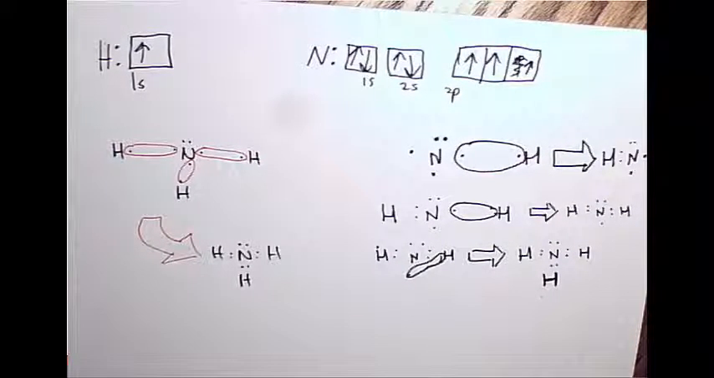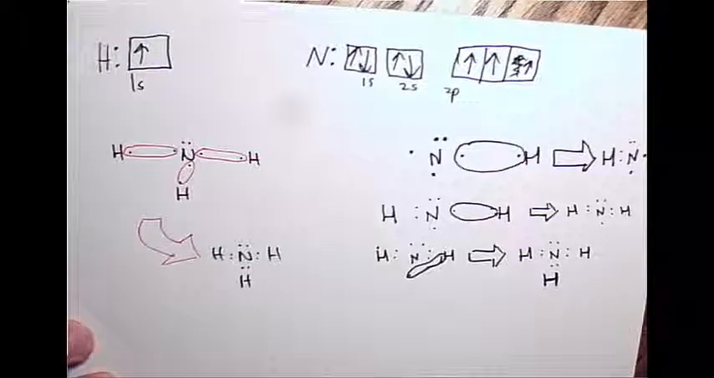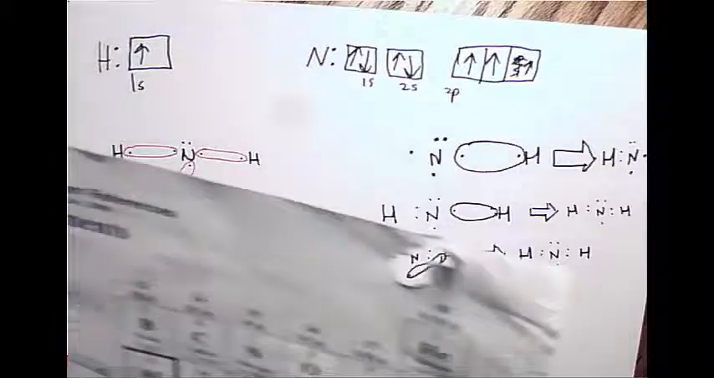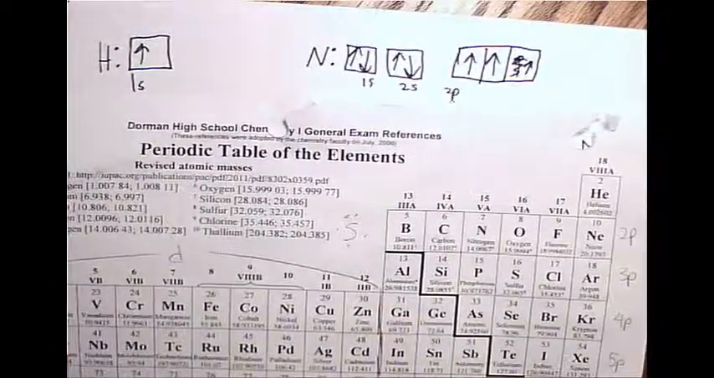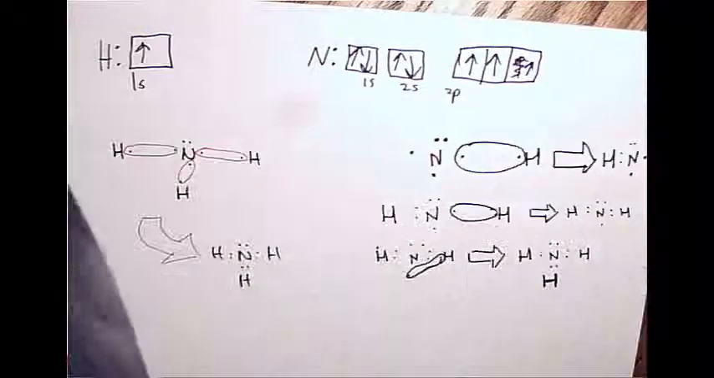Now, I think a moment ago, did I not tell you that a combination of hydrogen and oxygen would be called dihydrogen oxide? Yeah, okay. So we could call this trihydrogen nitride. Okay? This is your periodic table.